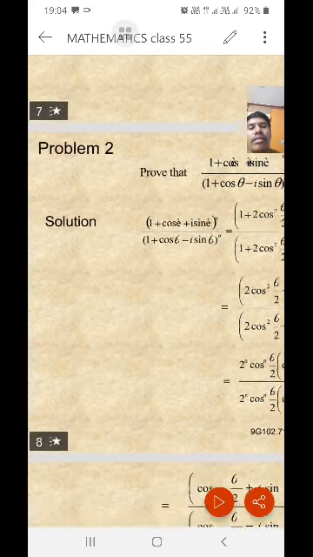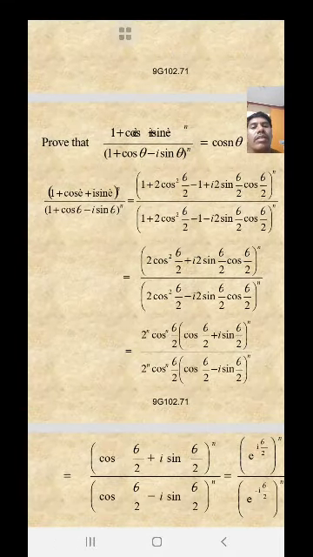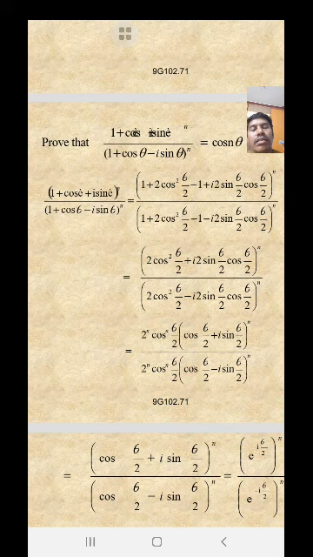Next, see the solution. Here we took LHS, that is (1 + cos theta + i sin theta) whole power n by (1 + cos theta - i sin theta) whole power n.